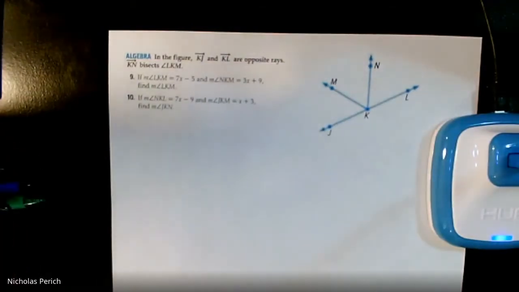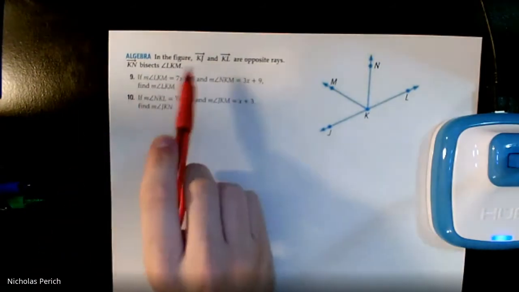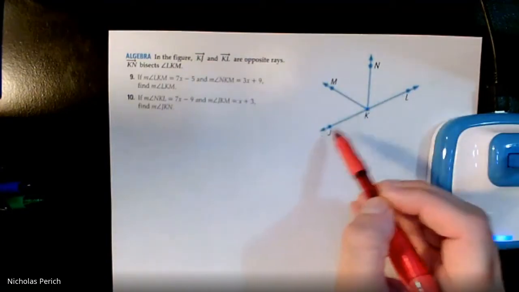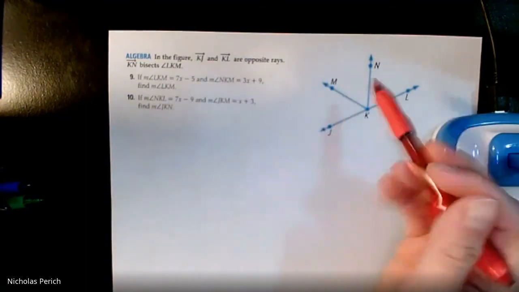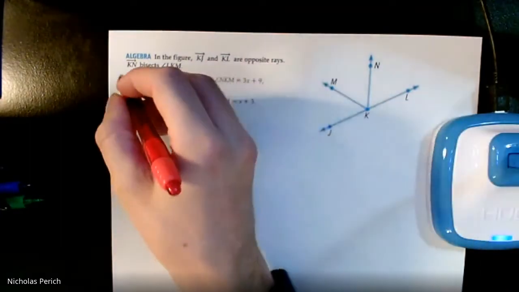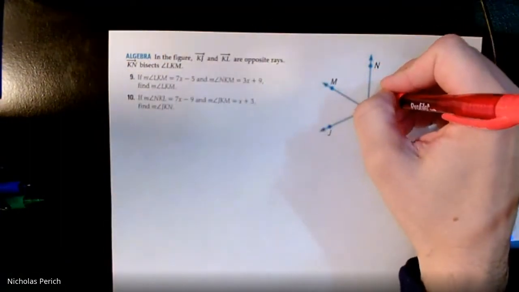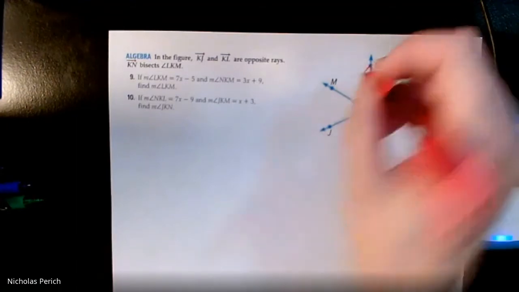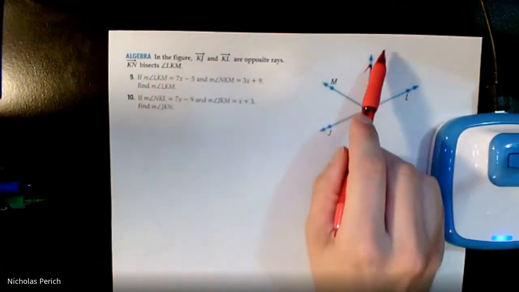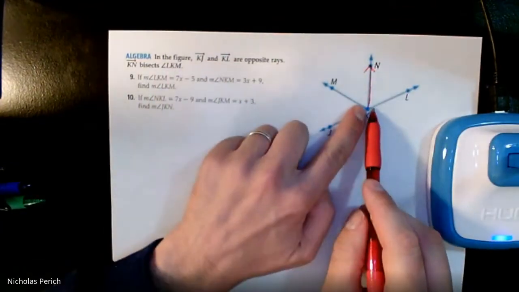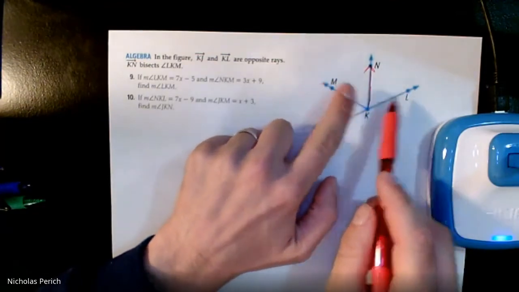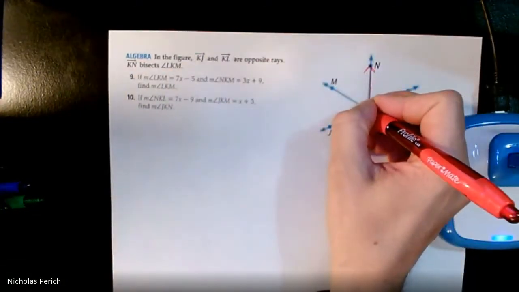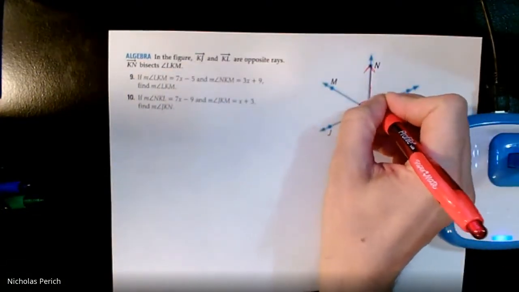So first things first, let's understand what we're dealing with. KJ is this guy. KJ and KL are opposite rays. All that means is they form a straight line. Opposite rays mean they form a straight line. KN, that's the important thing. KN bisects LKM. So what this guy does is it takes that entire angle there and cuts it into two equal parts. So I'm going to put little red circles demonstrating that those guys are equal.